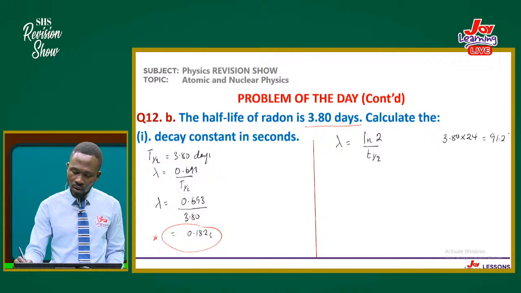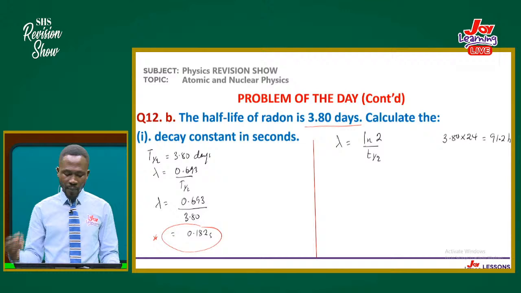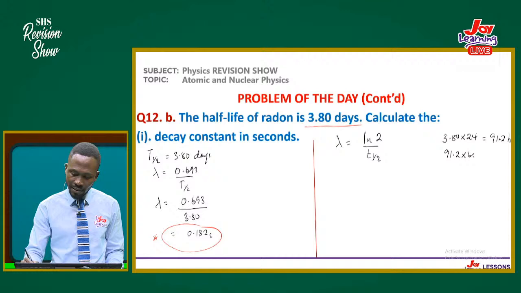Now, we change this one in hours to minutes. 60 minutes will give us 1 hour. So I'm going to get 91.2 times 60. And that should give you 5472. And this time, we have it in minutes.